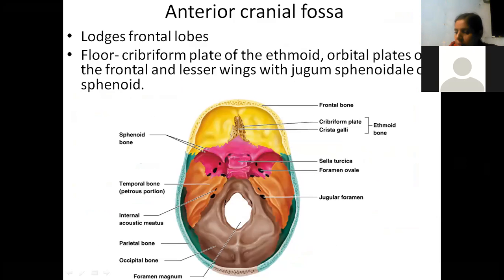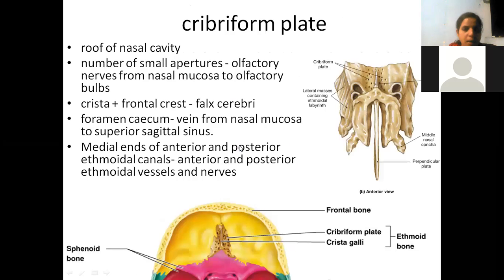So now let us discuss in detail about the anterior cranial fossa. In this anterior cranial fossa, you will see the brain is fixed. This part of the brain is actually the frontal lobes we have here. This is the cribriform plate of ethmoid bone. I already told you this yellow area is the orbital plate of the frontal bone. This pinkish area is the lesser wing of the sphenoid bone, and this particular area in the middle is called the jugum sphenoidale. This middle area where I'm pointing the arrow is called jugum sphenoidale.